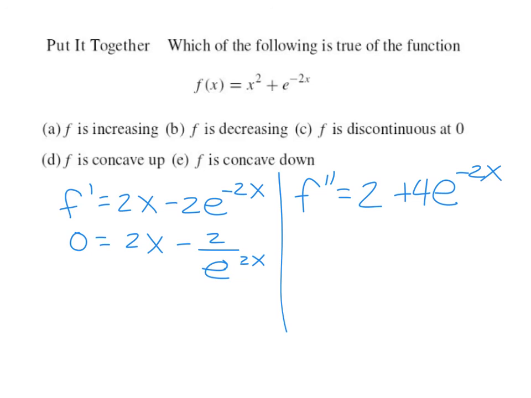All right, so this is concavity. Where is this thing positive? If I plug in positive numbers, I get a positive. If I plug in negative numbers, what do I get? I still get a positive, because remember, e to the negative 2x is positive. So this thing is always greater than 0. So this graph is always concave up.